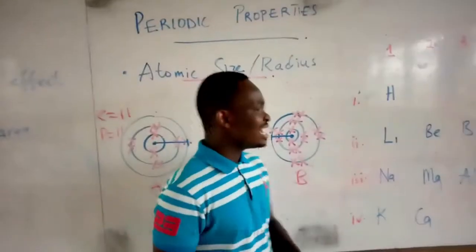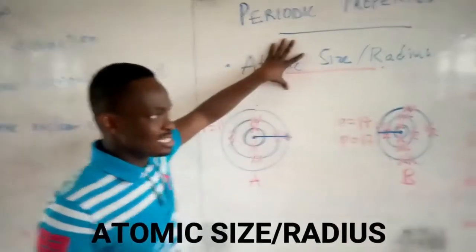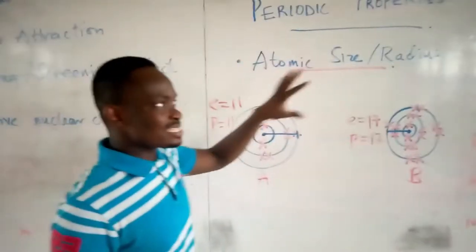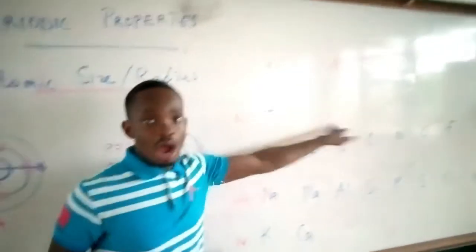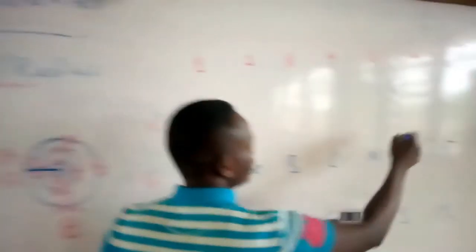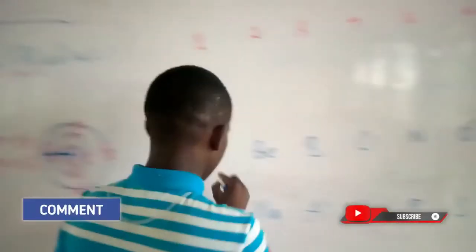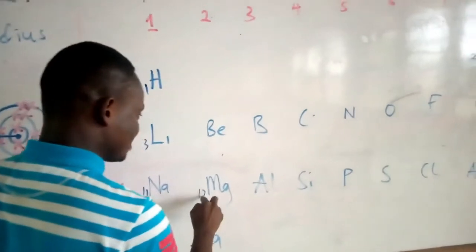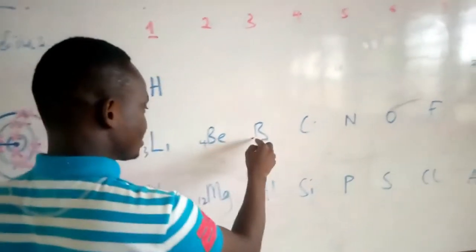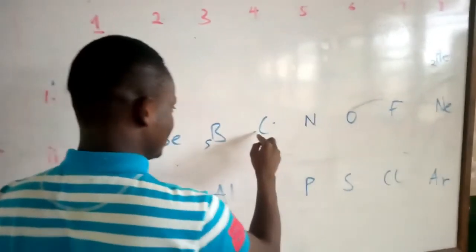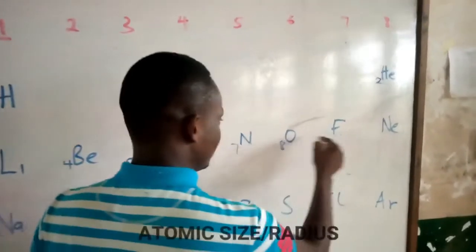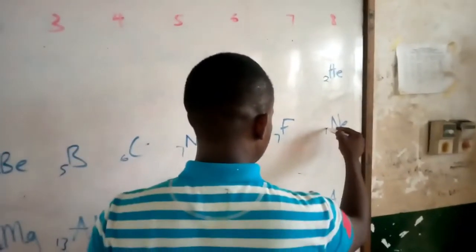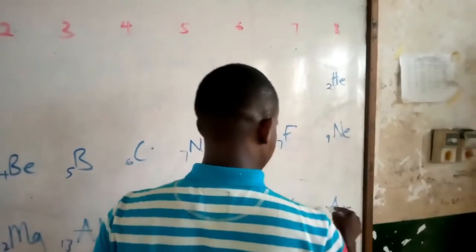Right, so we are moving on. Now that we know what atomic size and radius is, let's look at their impact on the periodic table, how they behave on the periodic table. So now we have hydrogen 1. Let's write their atomic numbers quickly. Then we move on to explain the concept.